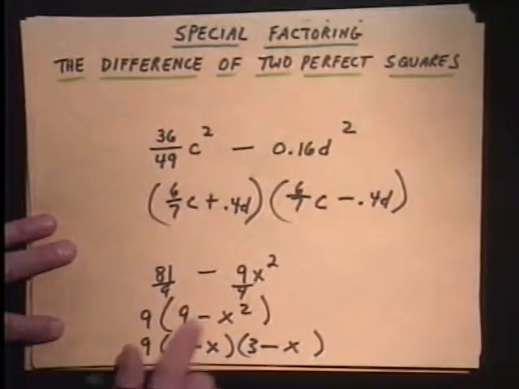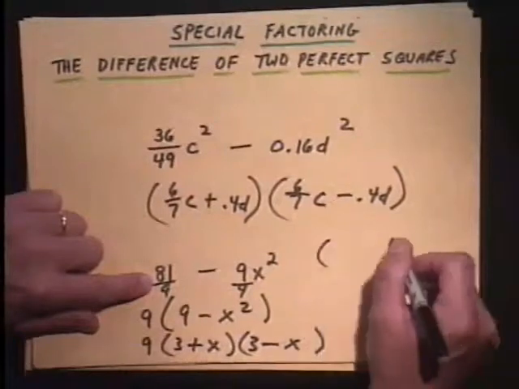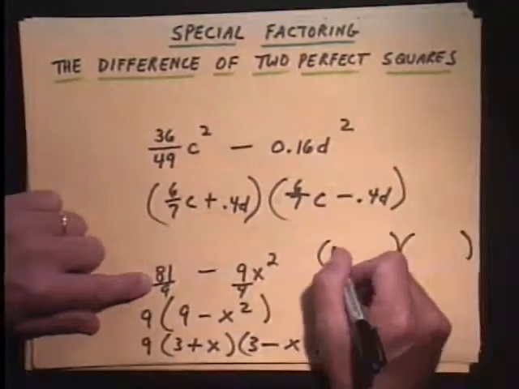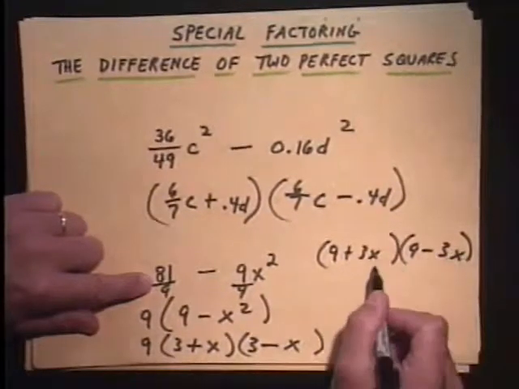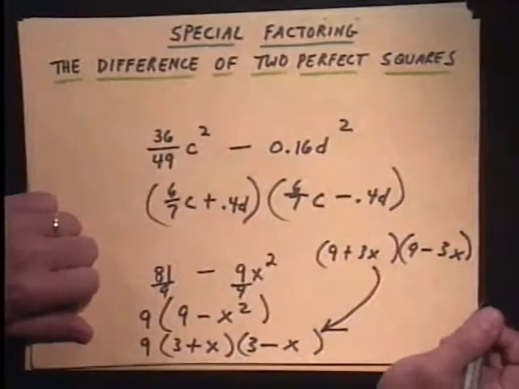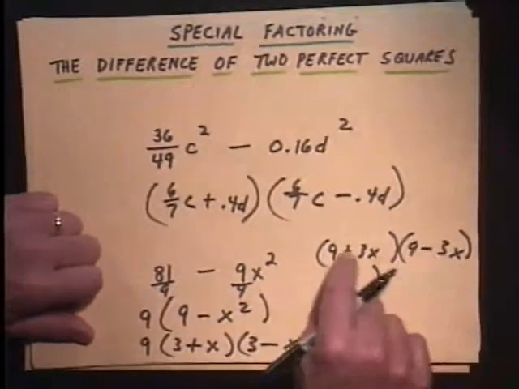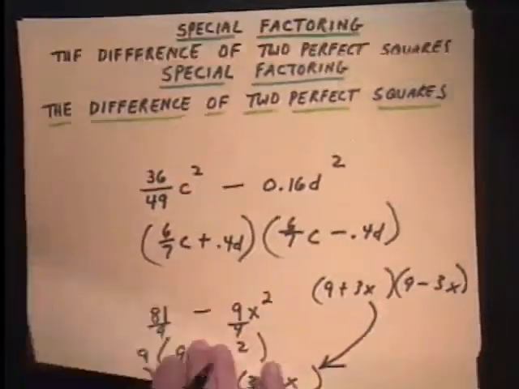Now, what would have happened if I didn't take the 9 out first, and I would have come over here and made the mistake? I would have had 9 plus 3x times 9 minus 3x, and I bet you all see some things in common you can take out to get to this answer. So be careful. There can be nothing in common in these parentheses.